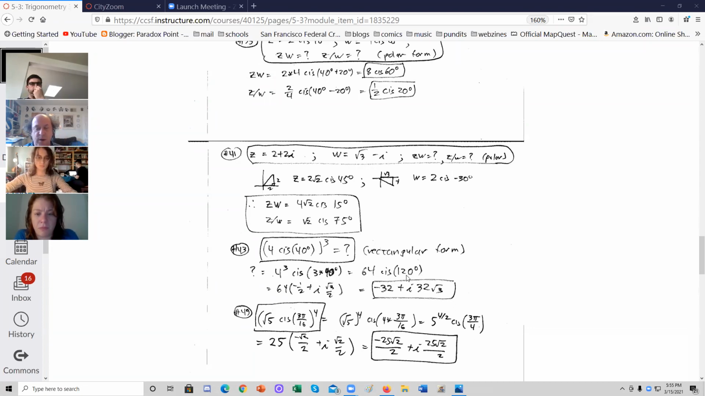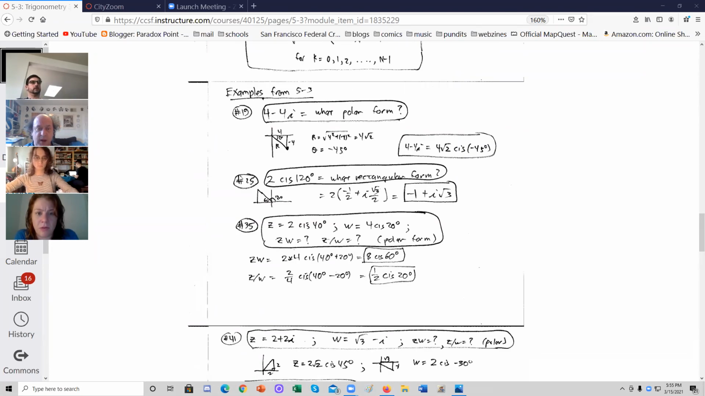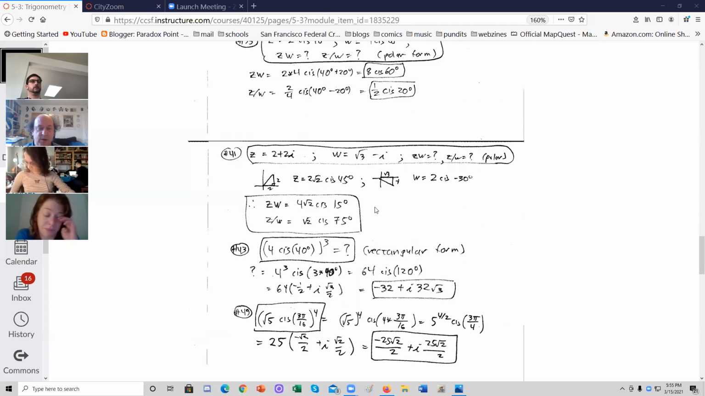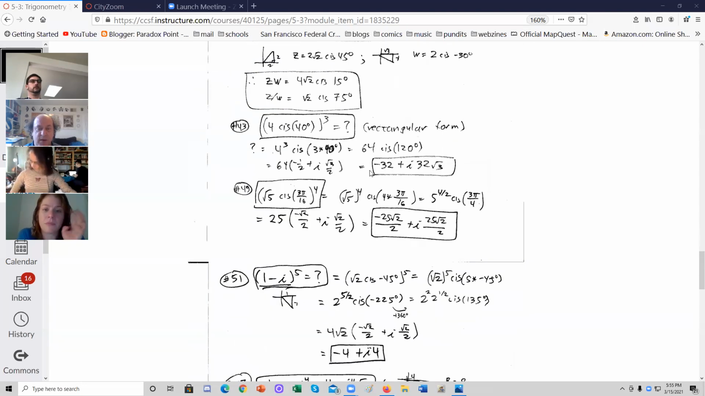4 to the third is 64, 3 times 40 is 120, so 64 cis 120 degrees. Okay, 120 degrees we saw back here is 60 degrees short of 180. And so we get cis of 120 is minus 1/2 plus I root 3 over 2. So we have 64 times minus 1/2 plus I root 3 over 2. This times this is negative 32. This times this is I 32 root 3. So negative 32 plus I 32 root 3.